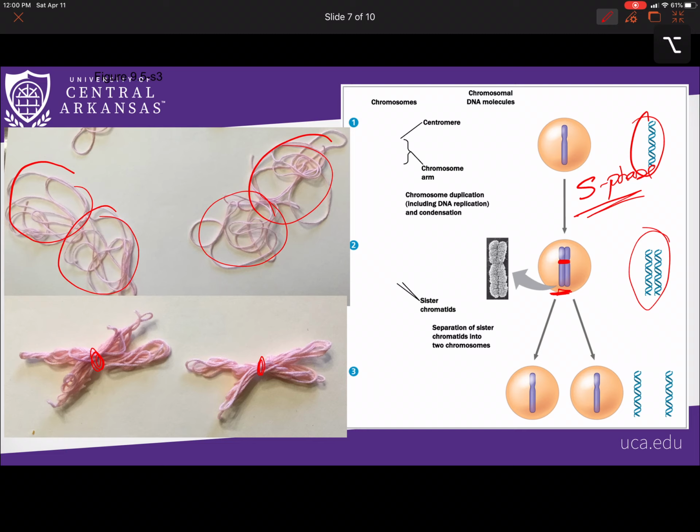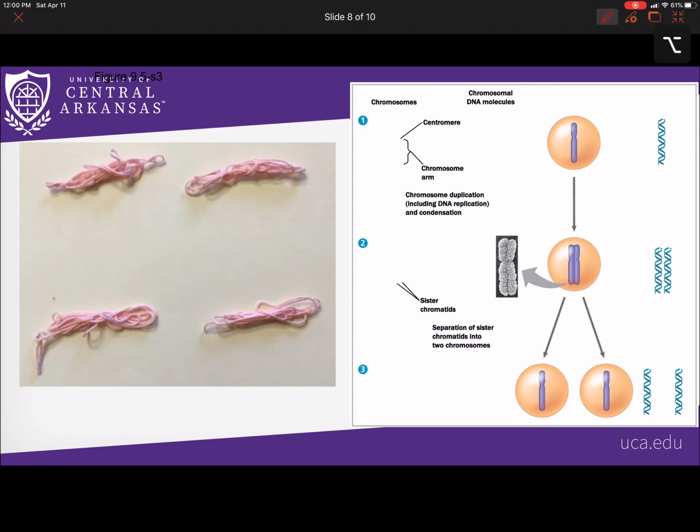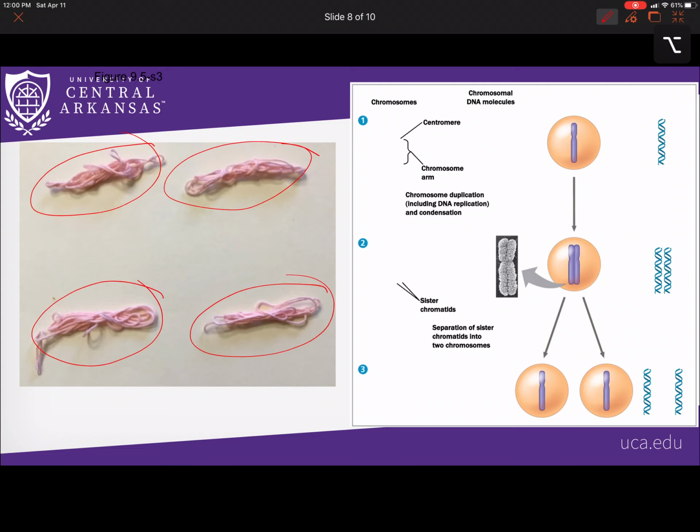That's the centromere. When the two copies are still attached, each copy is called a chromatid. These two are called sister chromatids because they are copies of the same chromosome. But this whole thing is still called a chromosome. Now during cell division, these two separate. Once they separate, we call them chromosomes. So as long as they're attached, each one is called a chromatid. When they separate, they're called chromosomes. So here I'm showing you that the chromatids separated out to form chromosomes.